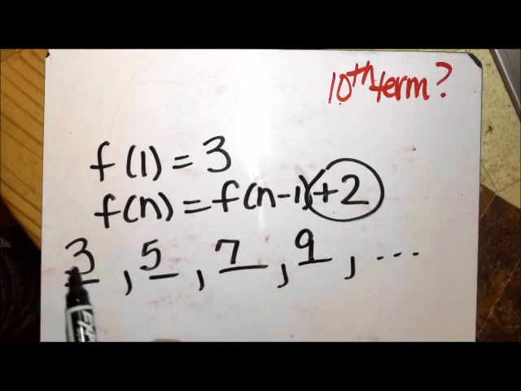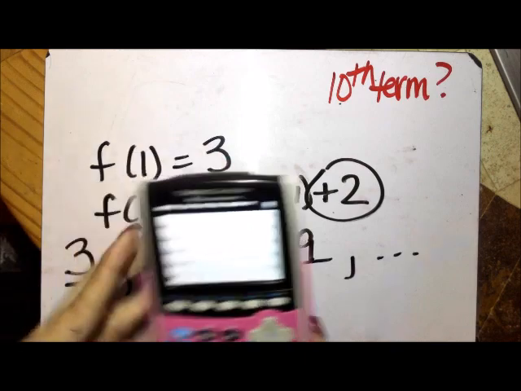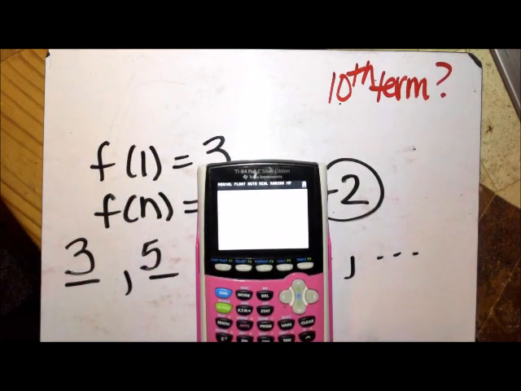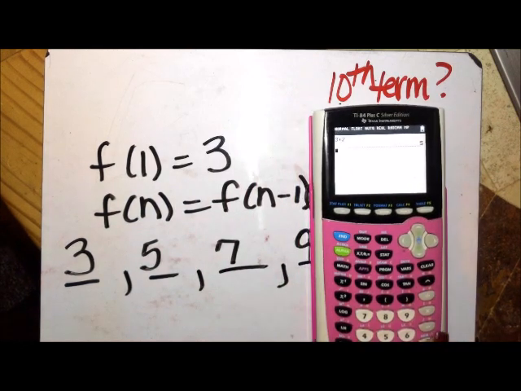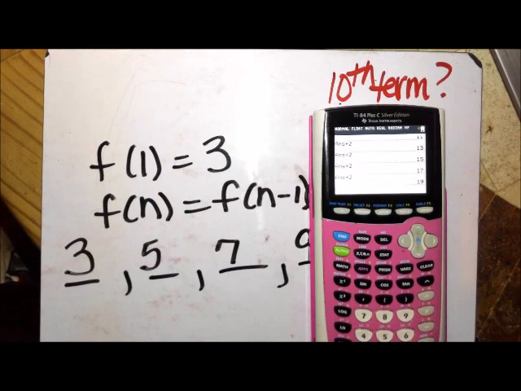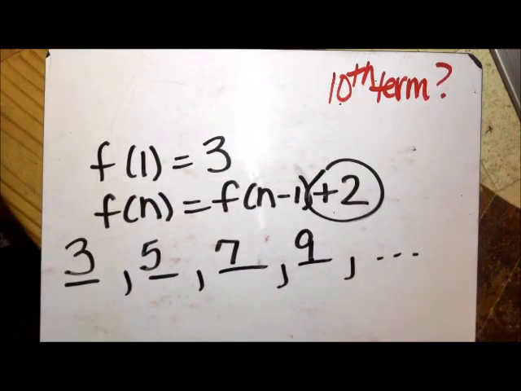So my 10th term, I'm going to get my calculator. I'm going to say 3 plus 2. That's the second term. There's the third, fourth, fifth, 6, 7, 8, 9, 10. There it is. 21.